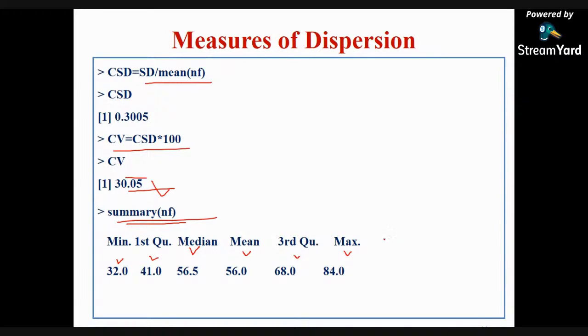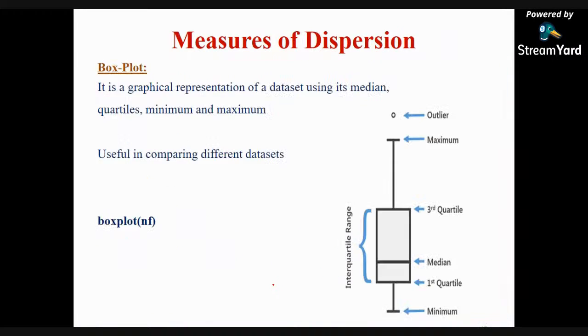Okay. Now, in brief, if you want just these values or a brief outlook, you can simply type summary and the name of the data set that you want, and you will get these values. But if you want specific values, I have shown you different codes.